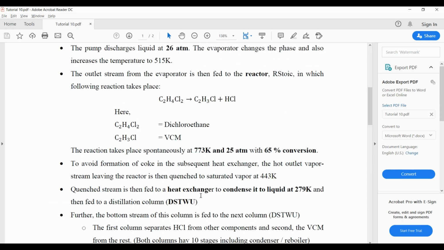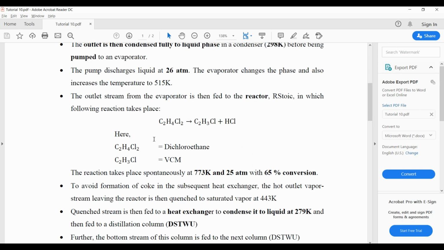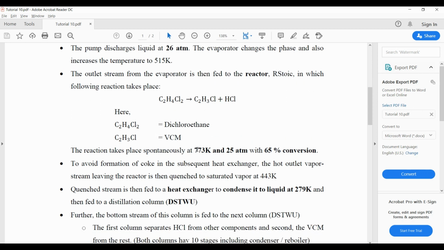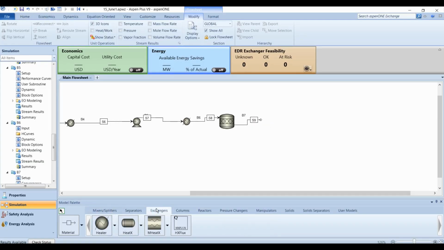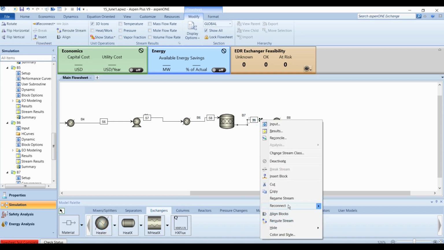In order to avoid coke formation in the subsequent heat exchanger, because the reaction given here is nothing but a pyrolysis reaction at very high temperature and pressure, better we will first of all quench it to the saturated vapor, and then we can cool the product into liquid form. So first of all we will quench it to the saturated vapor form. So again we will use a heater. I will connect it.